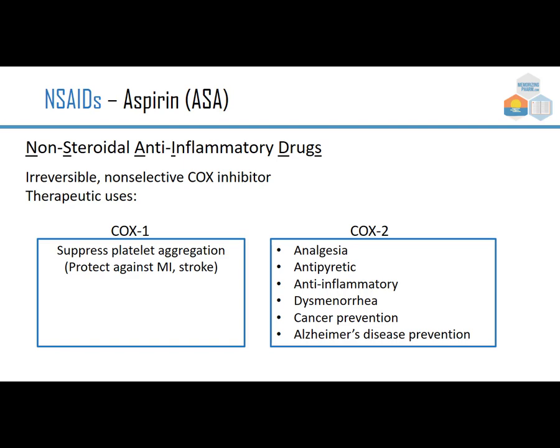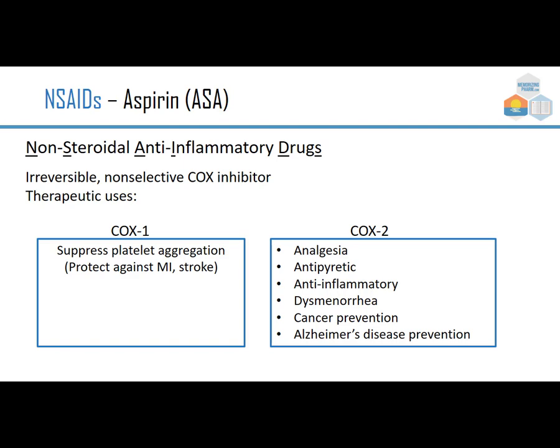And the guidelines for that have changed quite a bit recently because of the way that they've found that in certain patient populations, that daily aspirin is something that really the prescriber needs to manage. COX-2, we can get analgesia, which is pain relief, antipyretic, which is reducing fever, anti-inflammatory, reducing inflammation, helping with dysmenorrhea, so painful menstrual cycle, preventing cancer, and then Alzheimer's disease prevention as well.